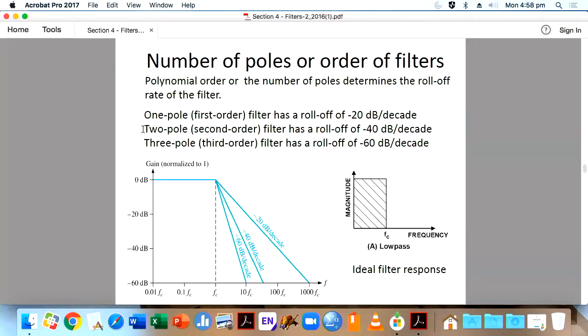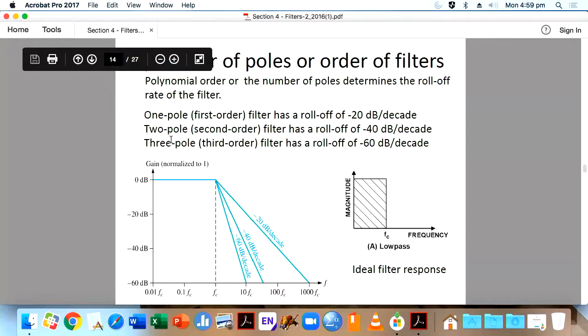But you can increase it to 2 poles or 2 orders. Then you will have a roll-off of minus 40 dB per decade. See, it is a bit more sharp. If you go for a third order or 3 poles, then it has minus 60 dB per decade. And then if you go for a 4th order or 5th order, it will be much sharper. But if you want a vertical line, you need an infinite number. So there is no point in having a very high number.